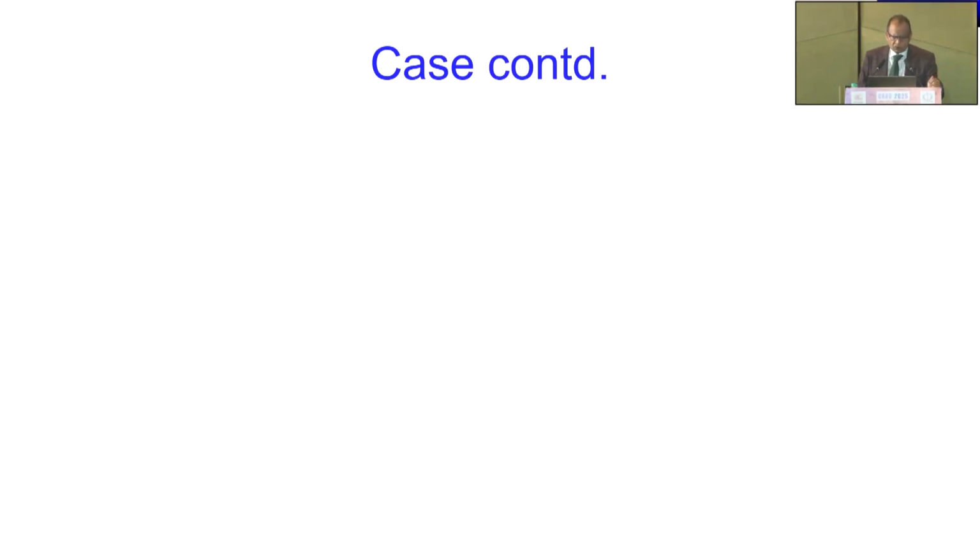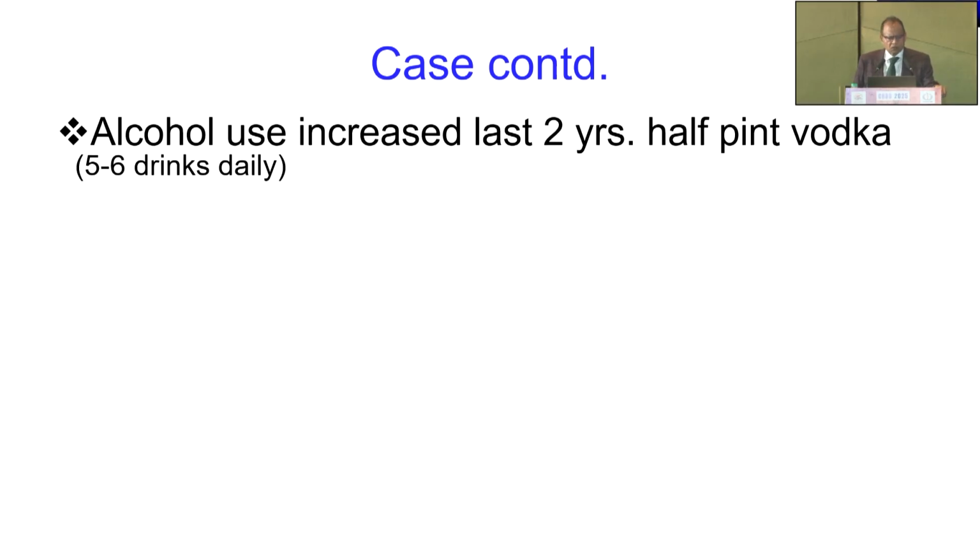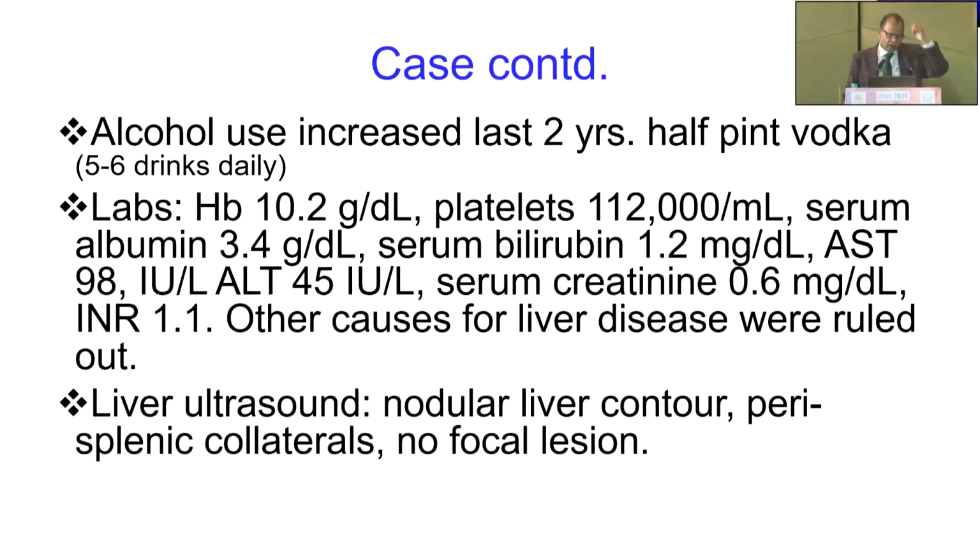So let's go back to the case first, and I'll come to that video later on. So this patient's alcohol use in the last 2 years increased. Remember, she was MetALD. Now in the last 2 years, her alcohol use disease state has transitioned to more ALD. And now she presented with cirrhosis.